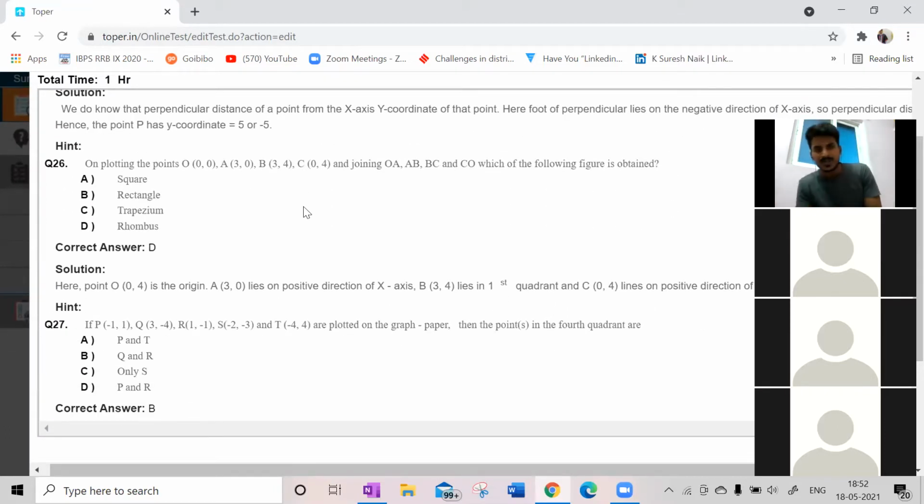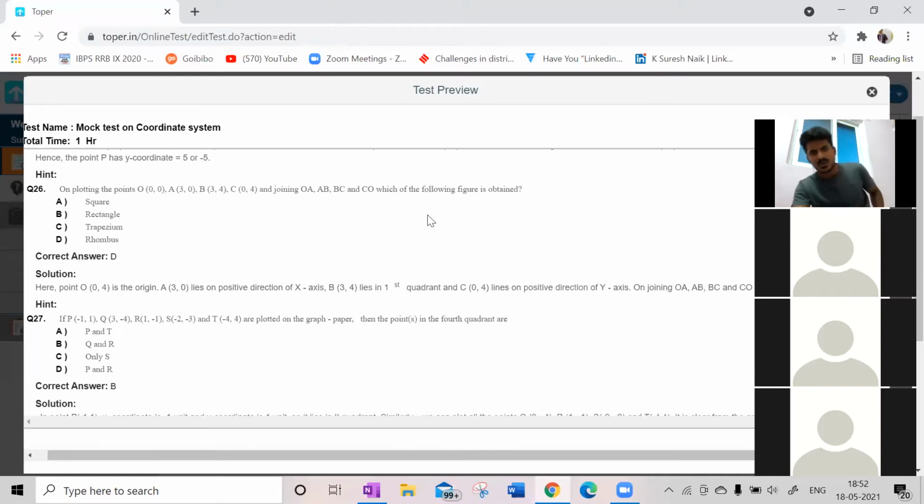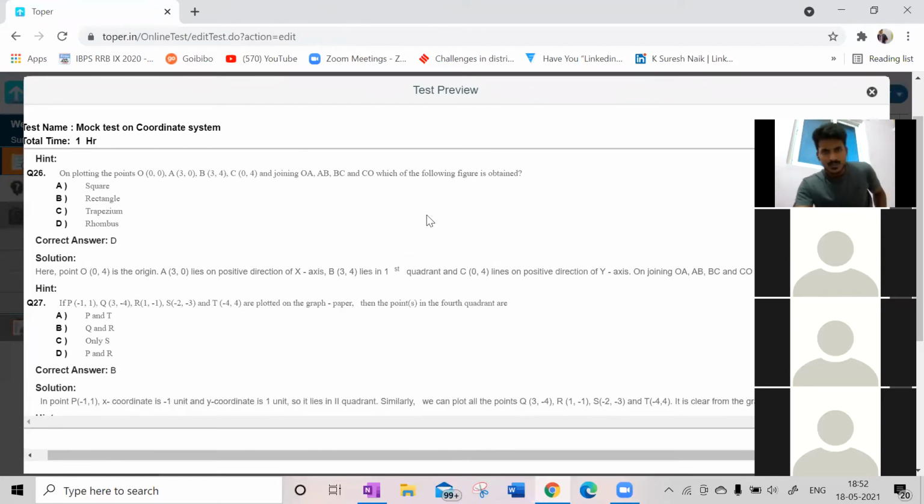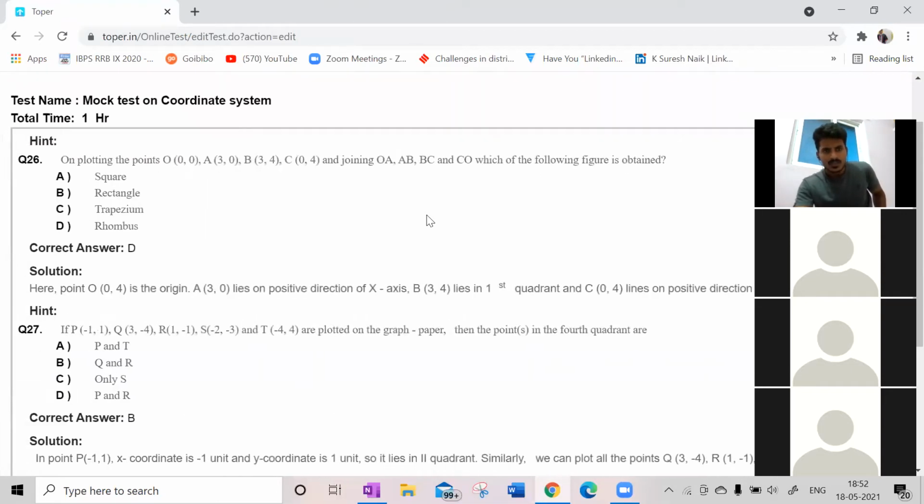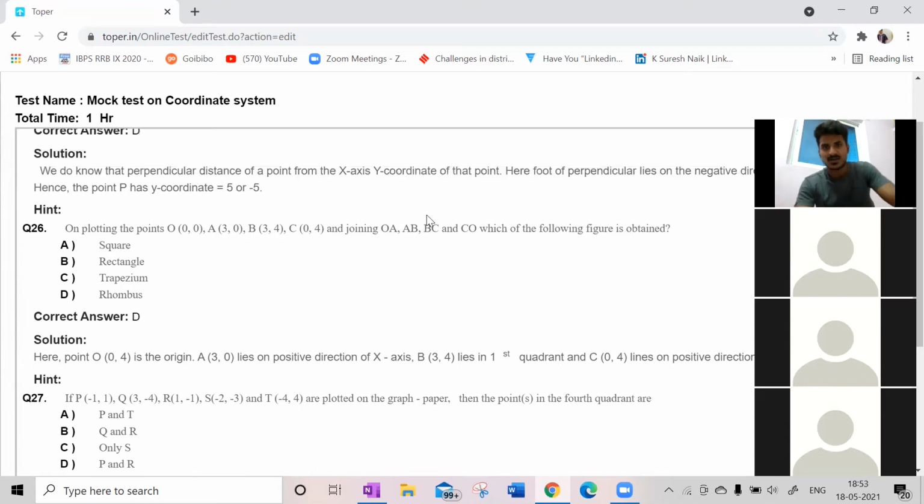We know that the perpendicular distance of a point P from the x-axis is the y coordinate of the point. Here the foot of the perpendicular lies on the negative direction of x-axis. So the perpendicular distance and the point is 0, minus 5. 0, minus 5 is the answer. And option A is also correct if you're not asking negative direction of.